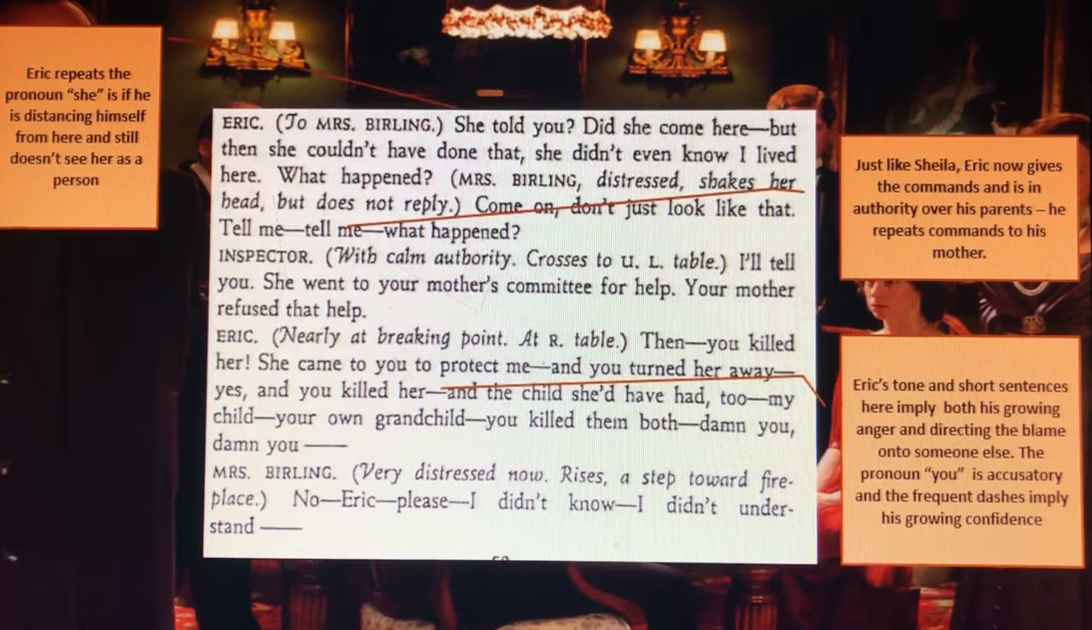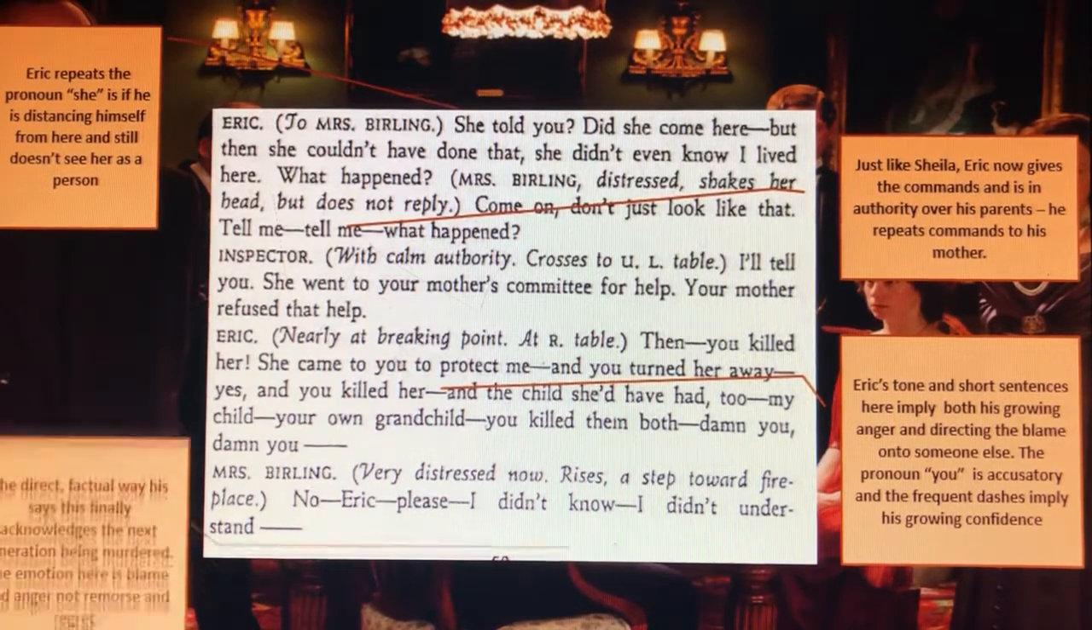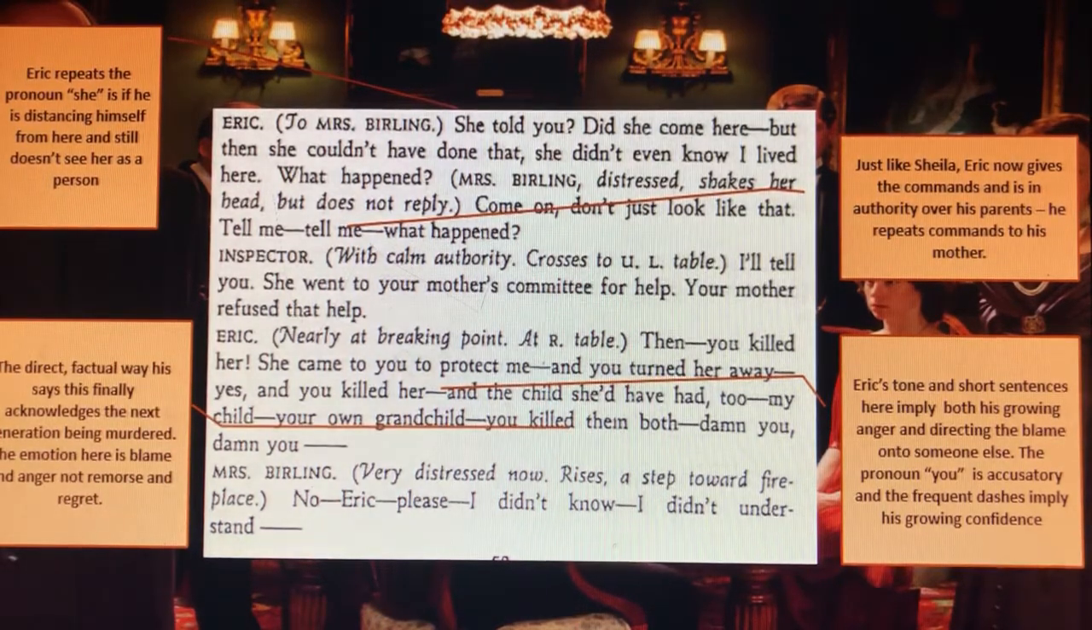Eric's tone and short sentences here imply both his growing anger and directing the blame onto somebody else. The pronoun you is accusatory, and the frequent dashes imply his growing confidence. The direct factual way he says you killed them both acknowledges the next generation being murdered. The emotion here is blame and anger, not remorse and regret as we might expect.